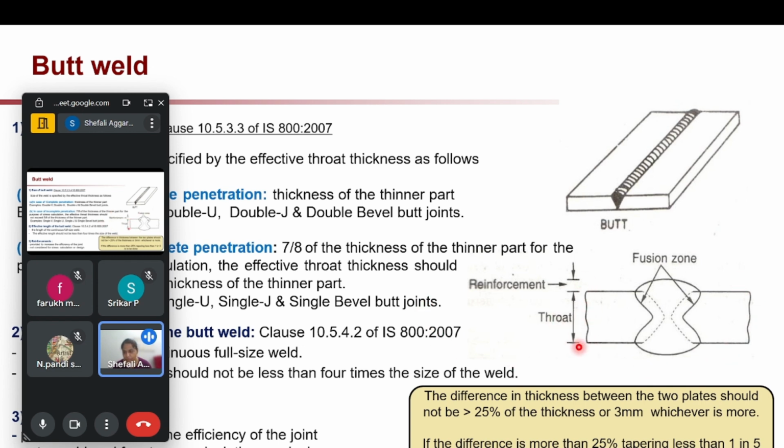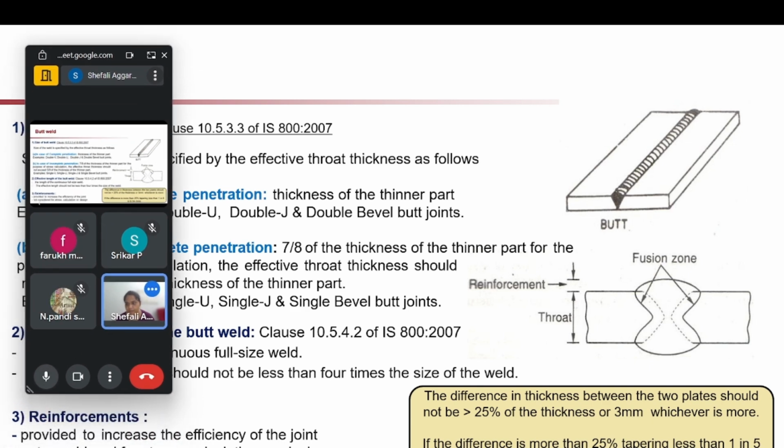This thickness of our plate is called throat thickness. This area of our plate, which is actually part of our welding, is called the fusion zone. And then the extra part, beyond the thickness of our plates, is called the reinforcement. So these are the different parts of a butt weld.